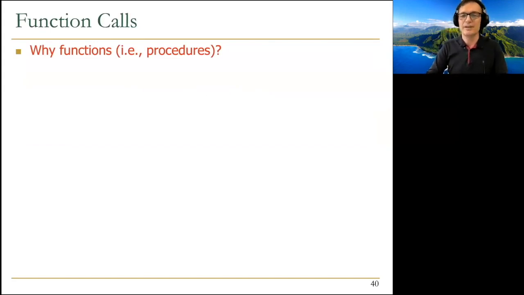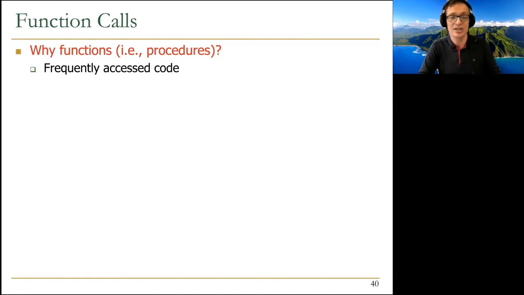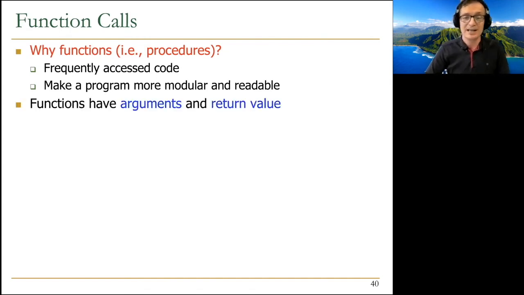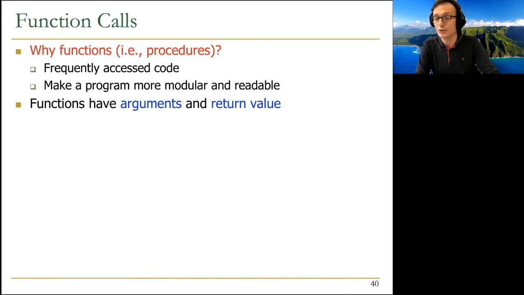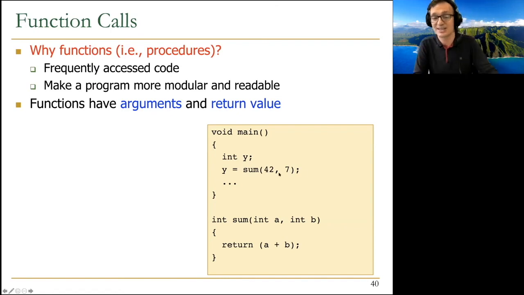But clearly, we want functions or procedures or modules in a programming language because this enables us to reuse code, and we have frequently accessed code. It makes a program more modular and readable. And functions have arguments and return value or values. So this is one example, right? You have a main function over here that gets executed, and then you have a sum function that gets called that essentially returns the sum of the two parameters, two arguments that it's given.